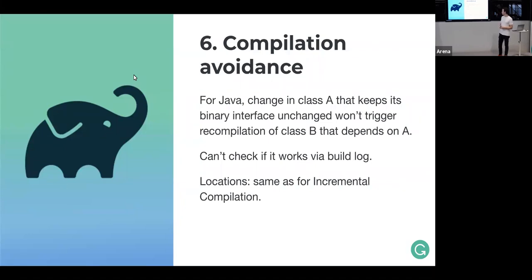And the last optimization is compilation avoidance. This is also language specific. It's very similar to incremental compilation, but what it does is if class B changed and class A depends on it, it will avoid recompilation of A if B changed in an interface compatible way. If only internals of B changed, then it will avoid recompiling A.